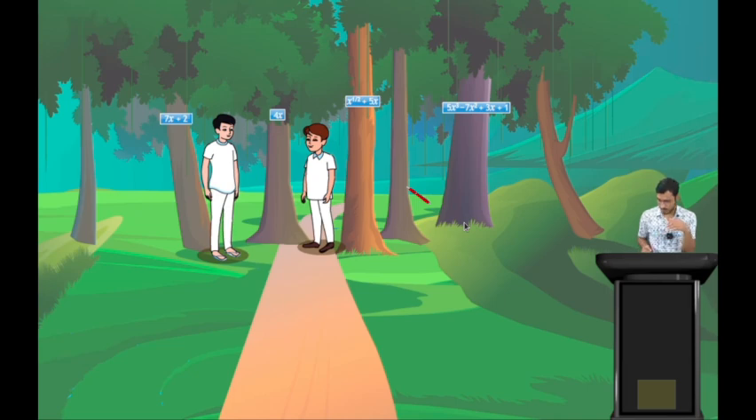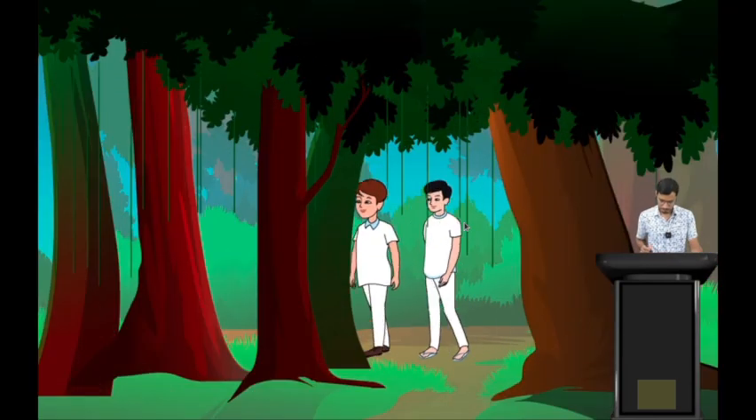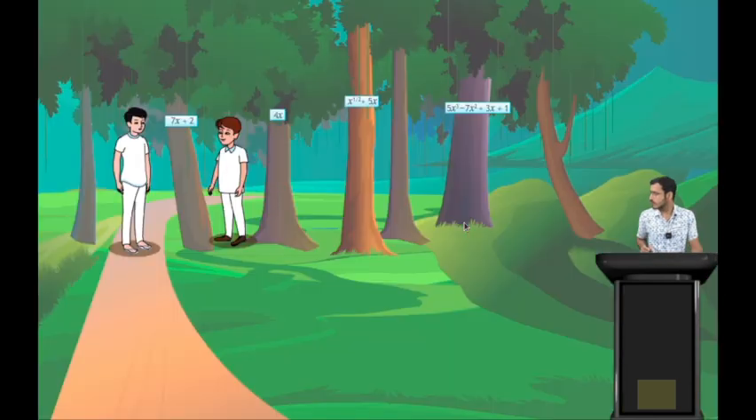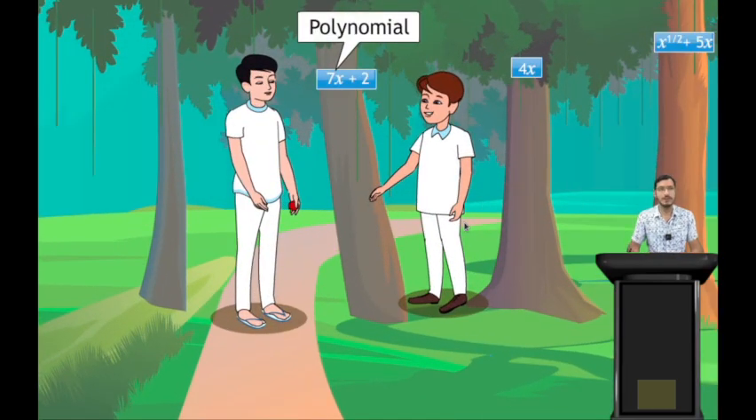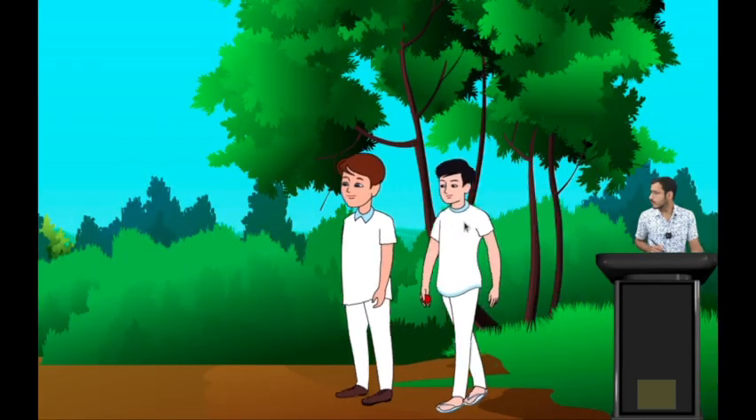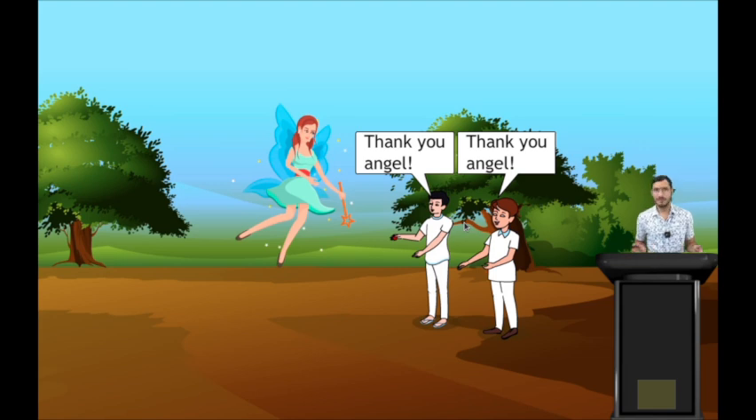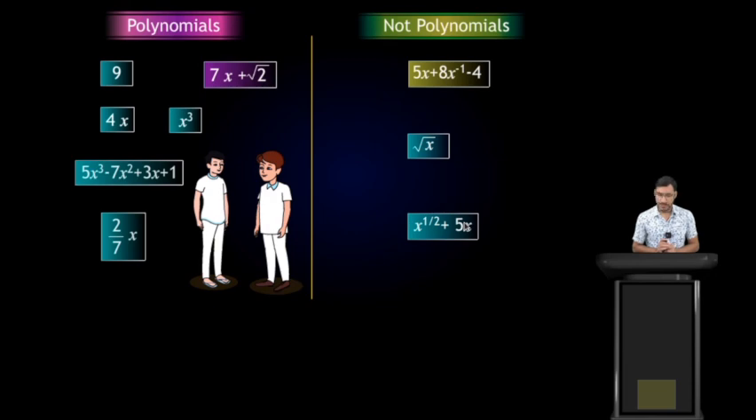Now 4x is a polynomial. And 7x plus 2, yes, 7x plus 2 is a polynomial. Now students, thank you angel. Students, this is the ground. Here we have polynomials and not polynomials.